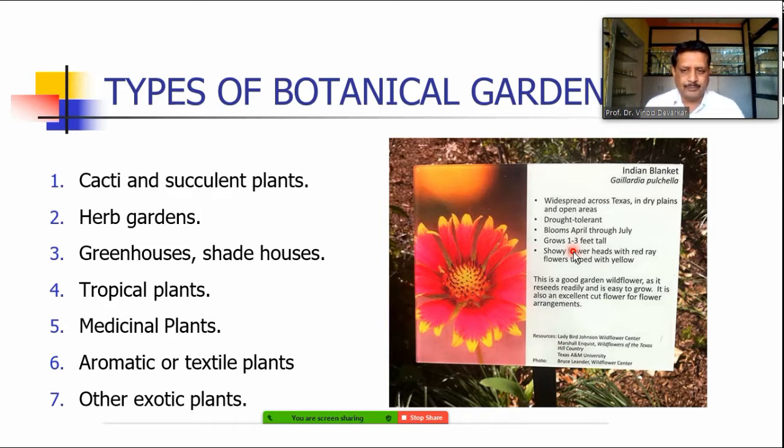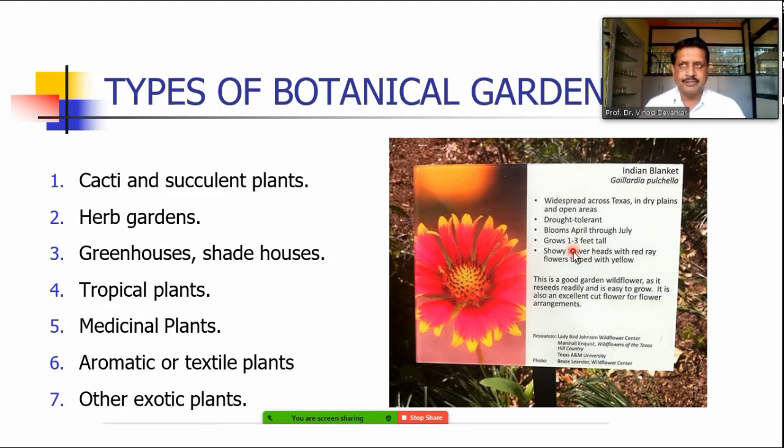And other exotic gardens, where we can find all types of plants which may be suitable for those conditions, and those can be planted there, maintaining the aesthetic beauty of that particular garden. So these are basically the 7 types of botanical gardens in which botanical gardens may be developed.